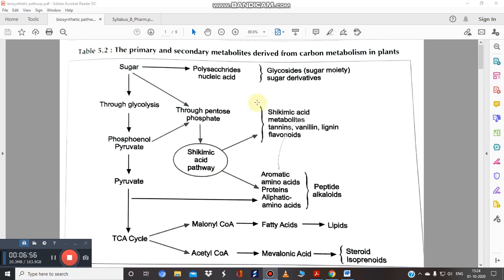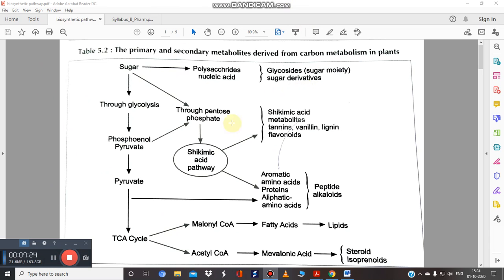Now if you focus upon the first part, sugars, we know it results in the production of carbohydrates, because, as we know, carbohydrates are also sugar derivatives. So polysaccharides are produced in this way, and we have completed the glycosides, because glycosides contain two parts, glycone and aglycone, and the glycone part is the sugar moiety. So yes, sugar directly results in the production of these glycosides also.